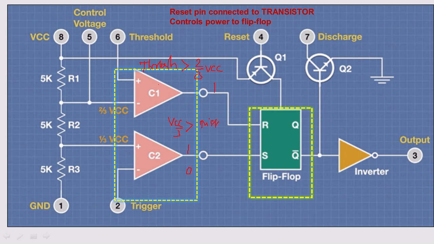If the upper comparator works, it means your threshold voltage is greater than 2 by 3rd of your VCC, otherwise you will be getting a 0. If the lower comparator is on, it means your 1 by 3rd of your VCC is greater than the trigger input. That is the logic. I hope it is clear.